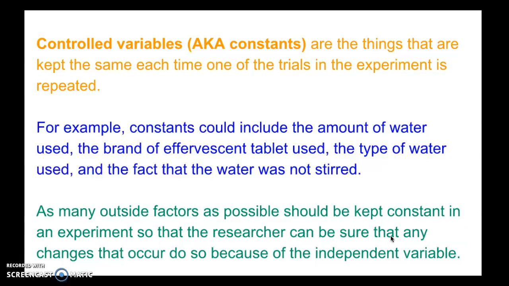The brand of the effervescent tablet, I would want to hold constant. The size of the effervescent tablet that I put in, whether or not I stir it, those are all things that I want to keep the same for each of them because those are variables that could affect the outcome as well. So you want to try and control as many variables within the experiment as possible. We only want to see what our independent variable or our manipulated variable is doing.